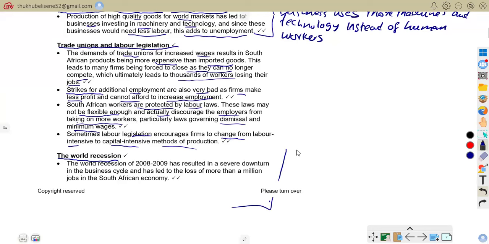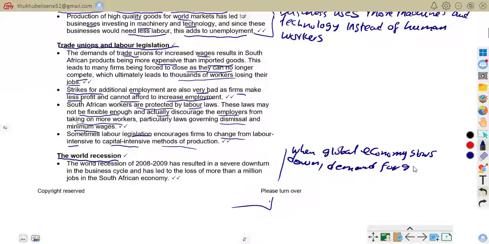When the global economy slows down, demand for goods falls and the companies close or reduce staff.